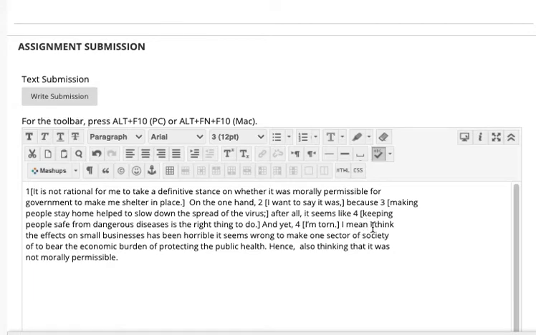So then it says, I think the effects. So I'm going to go ahead and put my bracket number here. So 5. I did number 4 twice. So number 5. So here we've got 6. The effects on small businesses has been horrible. It seems wrong to make this sector of society to bear. Whoa. I got lost here. The effects on small businesses has been horrible. It seems wrong.